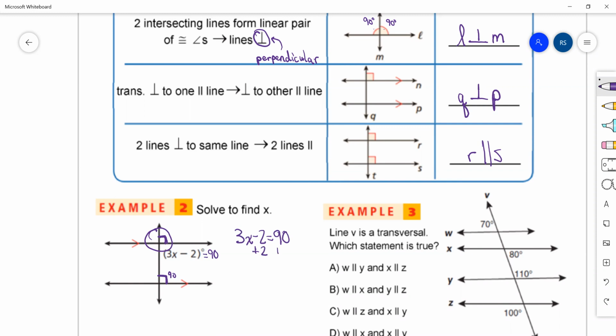So add 2. 3x equals 92. If I divide by 3, is that going to give me a nice number? No, it won't give me a nice number. So I'm going to just leave it as 92 over 3. I don't like long decimals. They scare me.